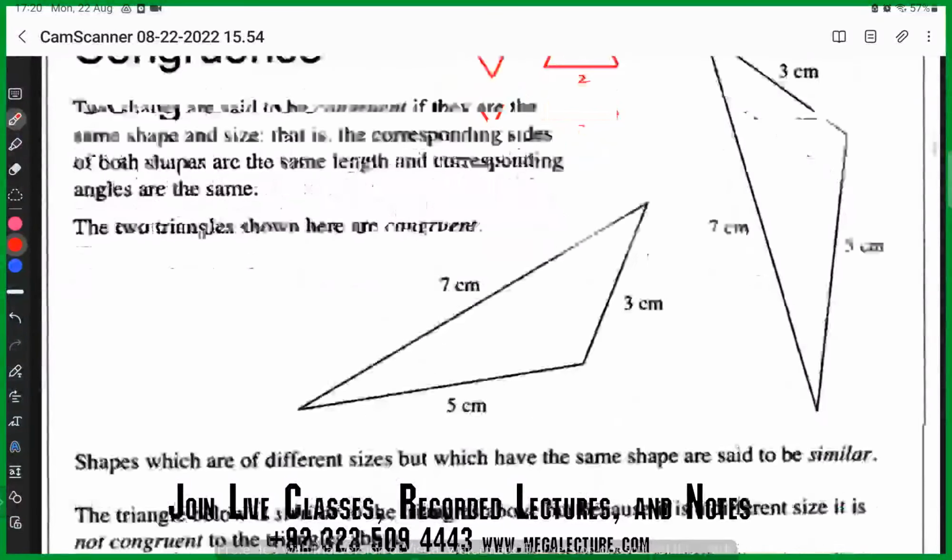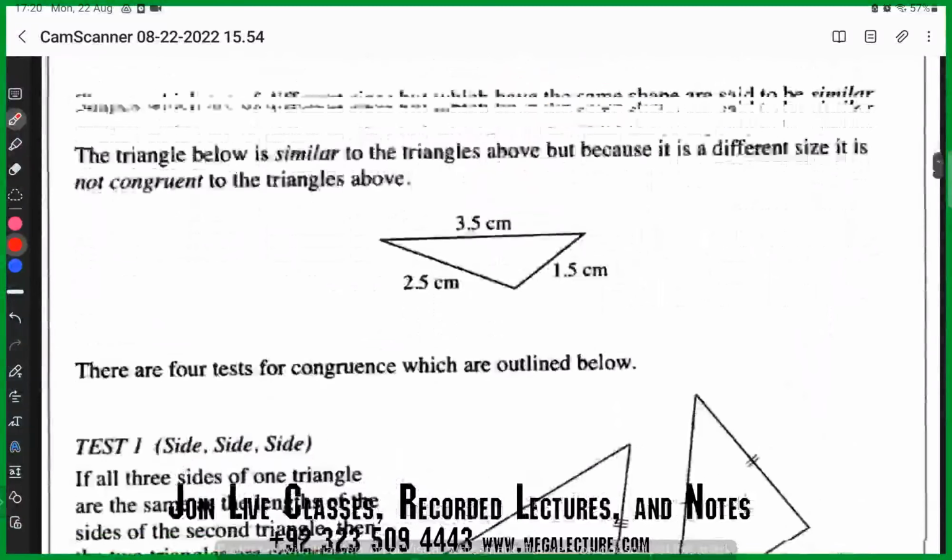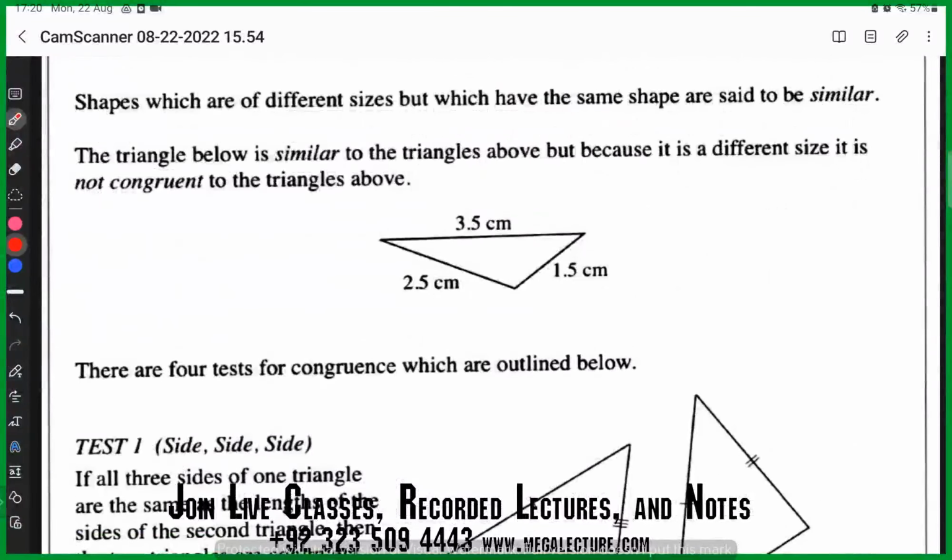Okay. Acha. Now it says shapes which are of different sizes but have the same shape are basically called similar. Okay, so this is what you need to understand. It could be that this is a triangle. And then I make another triangle that looks like this one.